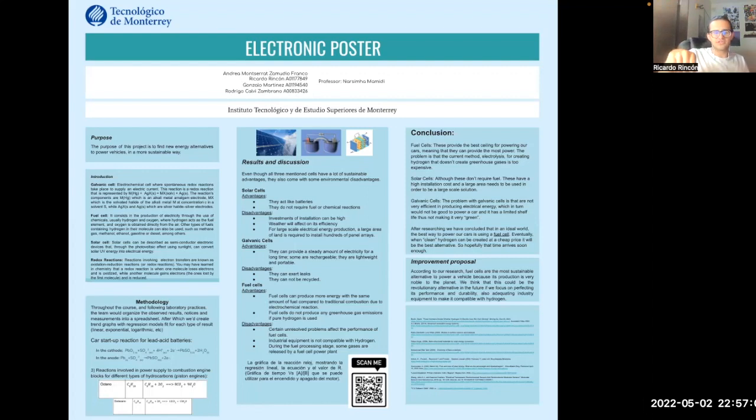And for the reactions, we also have included the reactions involved in the power supply commonly supplying power to combustion engines for 2 types of hydrocarbon. In this case, piston engines. We have the combustion reaction for octane and the combustion reaction for dodecane, which is most commonly known as diesel.